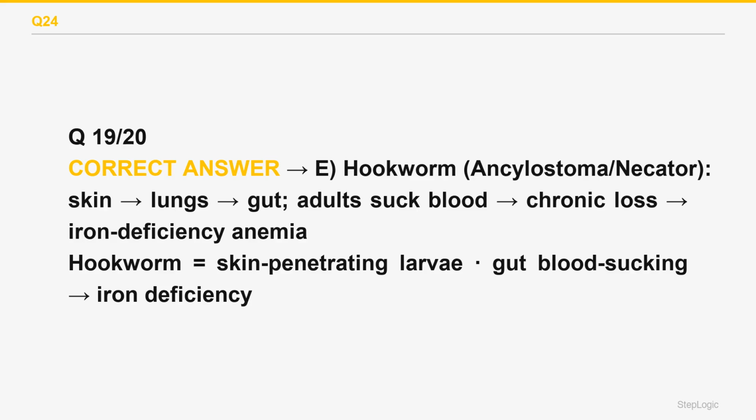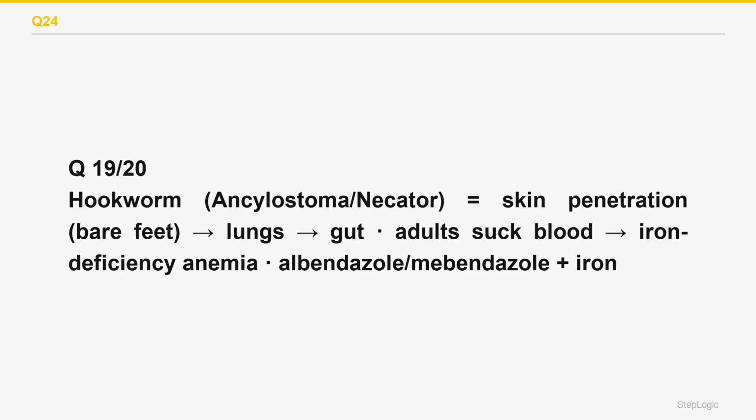The signature is the combination of skin entry through bare feet, the lung migration, and chronic GI blood loss causing iron deficiency anemia, a major cause of anemia in the developing world. This skin penetration then lung migration life cycle is shared with Strongyloides and Ascaris, though Ascaris is acquired by ingestion. Treat hookworm with albendazole or mebendazole, plus iron repletion. The skin-penetrating larvae and blood-sucking gut adults causing iron deficiency anemia identify hookworm.